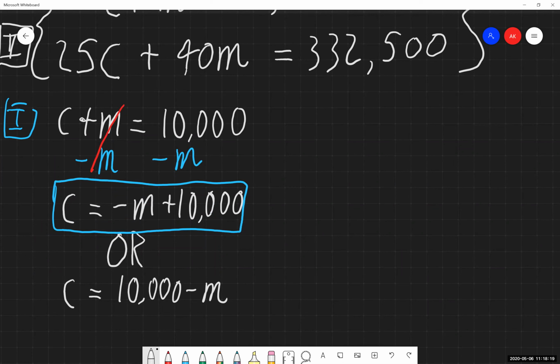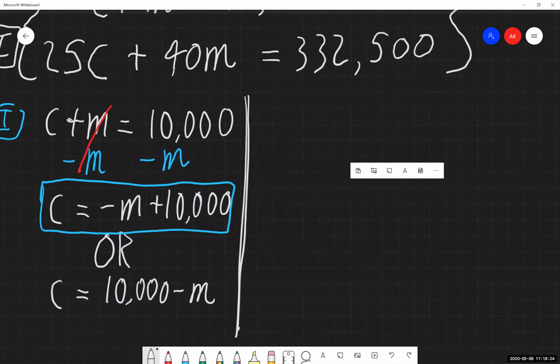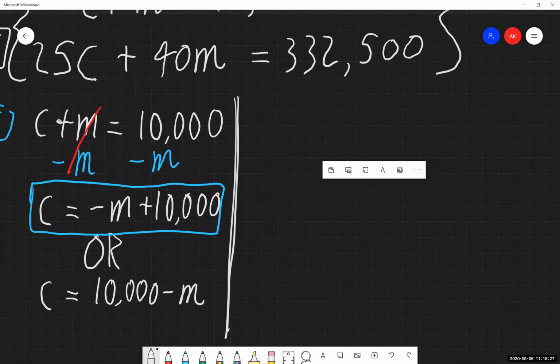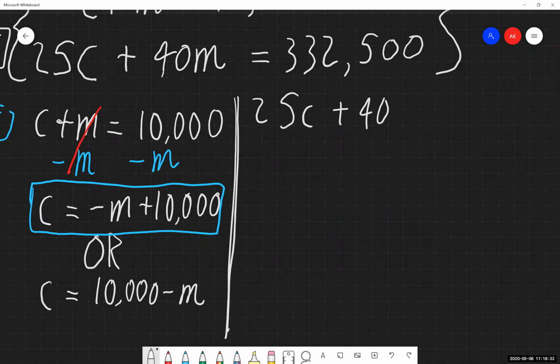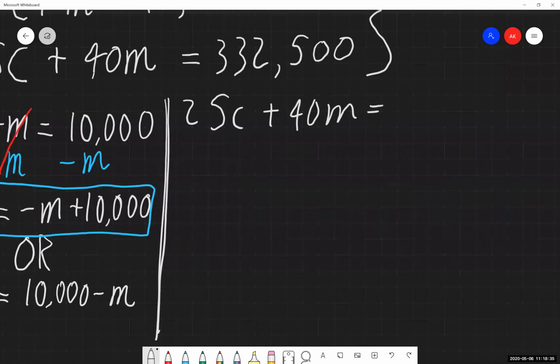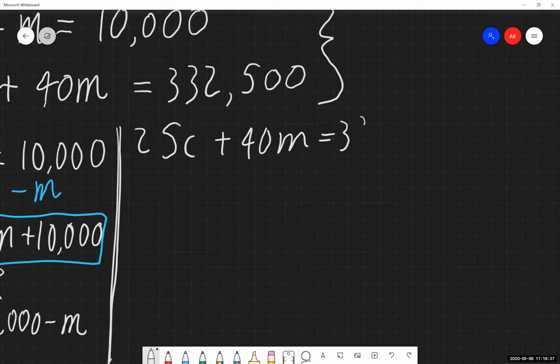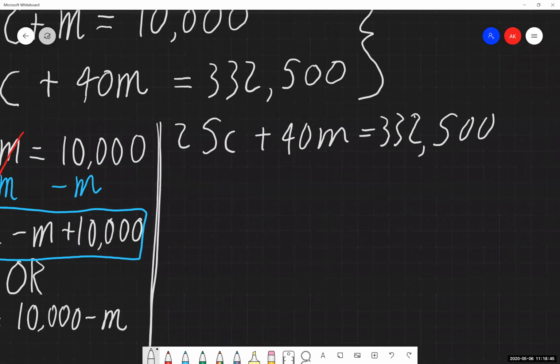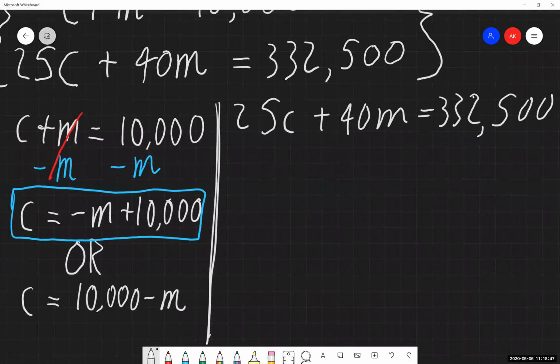And from here, now I can substitute that in, just like we did yesterday, in for c in our other equation. So I'm writing that out for myself. So the other equation, give myself a bit of space here, I'm running out of that. And now I'm going to substitute in for c, this negative m plus 10,000. So I'm going to write that in here, change the color, make it stand out a little bit more.